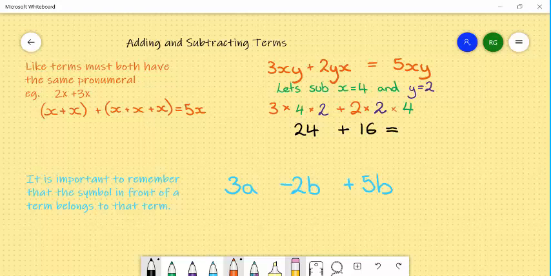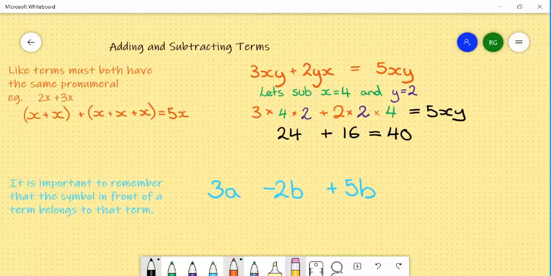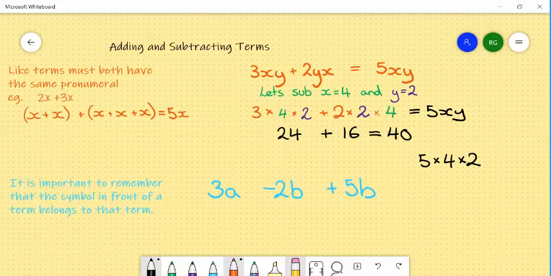This then becomes 40, and we can check to see whether 5xy, where 5 multiplied by x, which was 4, multiplied by 2, should equal 5 times 4 is 20 times 2, 40. Yes, they are the same. So 3xy plus 2yx is the same as 5xy, as the terms are the same.